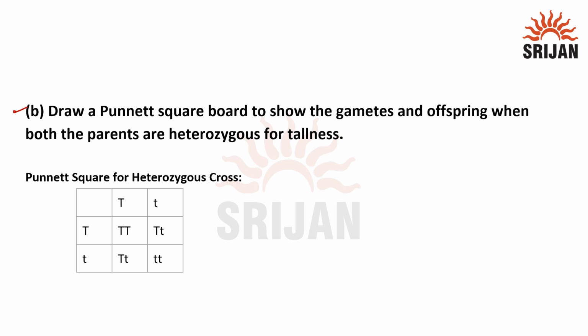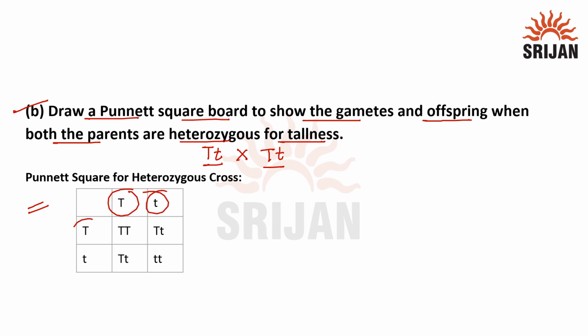Now let's answer the B part. Draw a Punnett square board to show the gametes and offsprings when both the parents are heterozygous for tallness. Heterozygous means capital T small t, and both the parents are heterozygous means both are capital T small t. Here we have the Punnett square for heterozygous cross. So these are the gametes, and here we have the possible combination of genotype in the offsprings. So we have one capital T capital T, two capital T small t, and one small t small t.